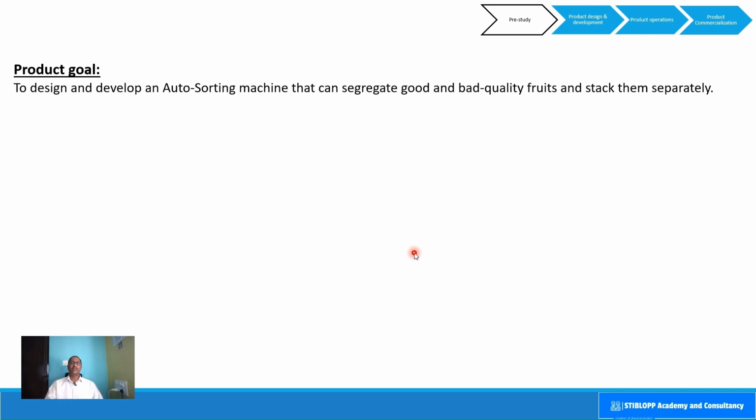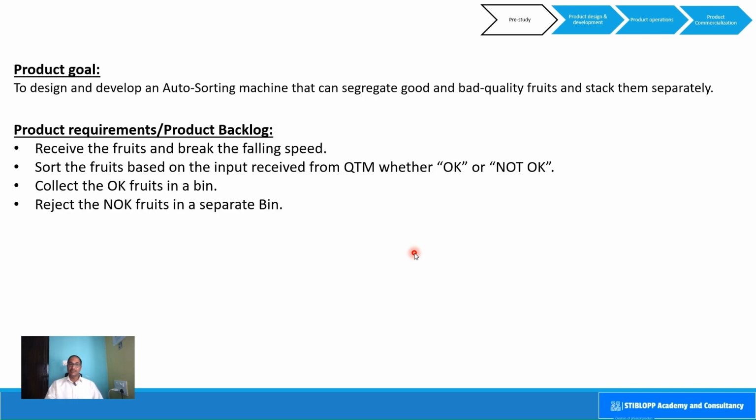Now let's see what are the product requirements. Receive the fruits and break the falling speed. Sort the fruits based on the input received from the QTM, whether it is okay or not okay. Collect the okay fruits in a separate bin, and reject the not okay fruits in a separate bin. Okay.